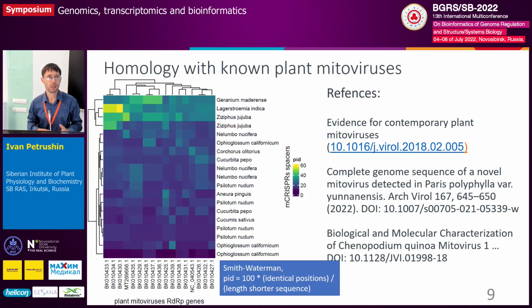Additionally, we analyzed the spacers extracted from these CRISPR arrays, and many of them have homology with mitochondrial viruses' sequences. Unfortunately, these mitoviruses are very poorly understood, and there are only a few papers about them. You can see three of these papers on the slide. That led us to suppose that the spacers can do the same function as in the CRISPR-Cas or bacterial immune system.